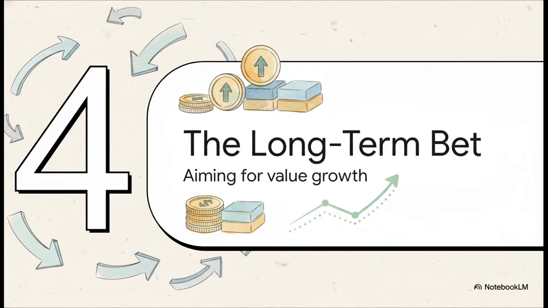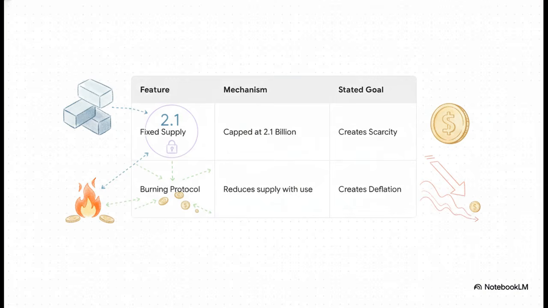Okay, so let's put all the pieces of the puzzle together. We have a fixed supply, a small circulating amount, and a burning mechanism. Now let's see how all this adds up to what they're calling their long-term bet. This table summarizes their whole argument perfectly. You can see the direct line they're drawing. The features they built, a fixed supply and a burning protocol, are linked to specific mechanisms, which are then meant to achieve the stated goals of scarcity and deflation. It's a very clear path from their design to their intended outcome.